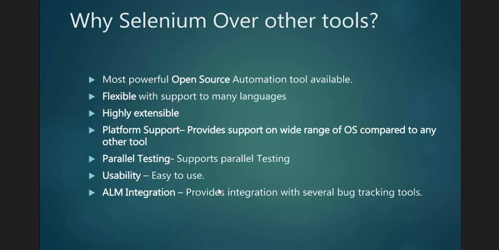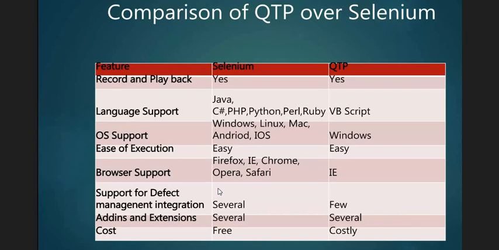Here we can see we have a lot of advantages of the Selenium tool over other different tools. It's an open source tool and basically free to use, and it supports different operating systems and different browsers. Those are the advantages of Selenium over other tools. And here we can see the comparison of Selenium with QTP. QTP is basically a paid tool, and here we can see the basic comparison between these two.